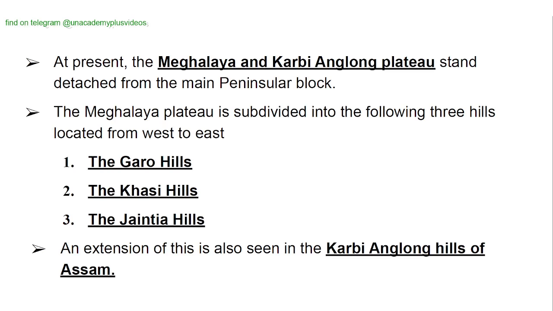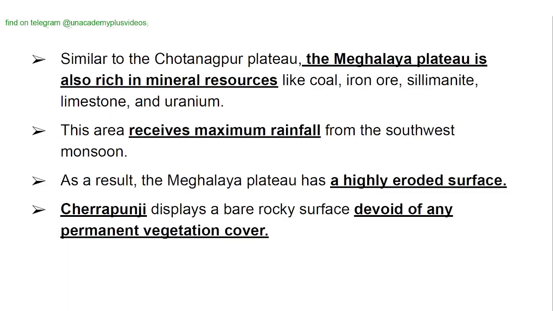The Meghalaya Plateau is subdivided into the following three hills located from west to east: the Garo Hills, the Khasi Hills, and the Jaintia Hills. An extension of this is also seen in the Karbi Anglong Hills of Assam.